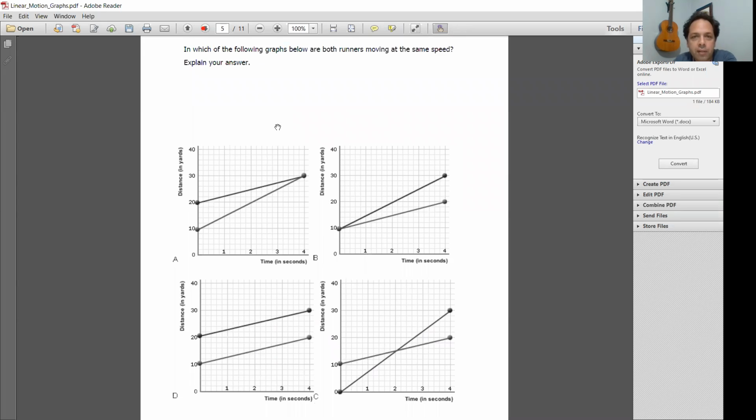In which of the following graphs below are both runners moving at the same speed? Remember, the slope of the line will tell us how fast they're going. The steeper the line, the faster they are. The flatter the line, the slower they're going. So if we have two with the same slope, then that'll be the answer. So this answer is D.